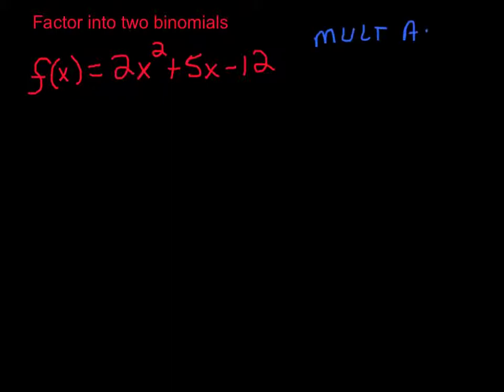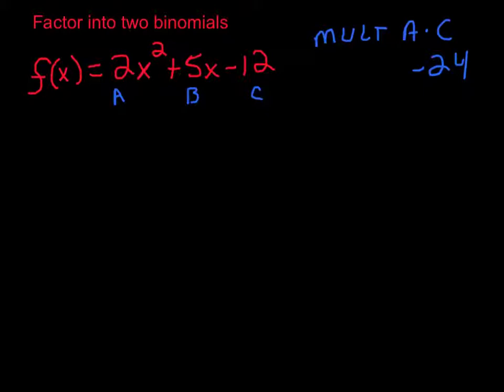A times C. Okay, well, we have to figure out what our A, B, and C are in this one. A is the one right in front of that x squared. B is our linear term, it's the one in front of x. And C is our constant term, that's the one at the end. So we're going to multiply this 2 times negative 12. 2 times negative 12 will give me a negative 24.